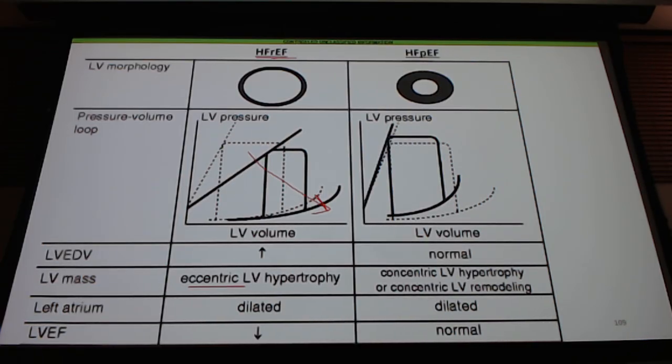HFpEF, or diastolic dysfunction, you're going to get that concentric hypertrophy, so you're going to be able to generate a more powerful squeeze, but unfortunately you're not going to be able to tolerate as high of a preload as you normally should, so what you see then is that pressure loop curve goes up and to the left.